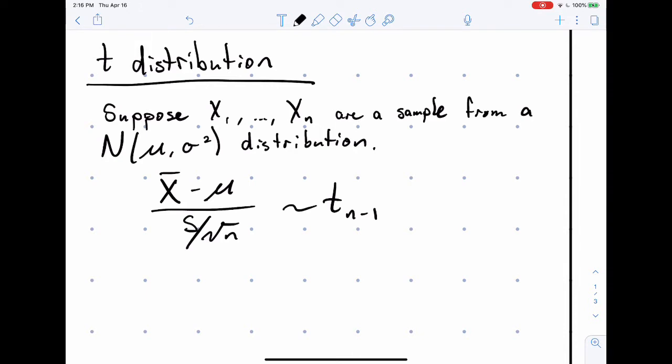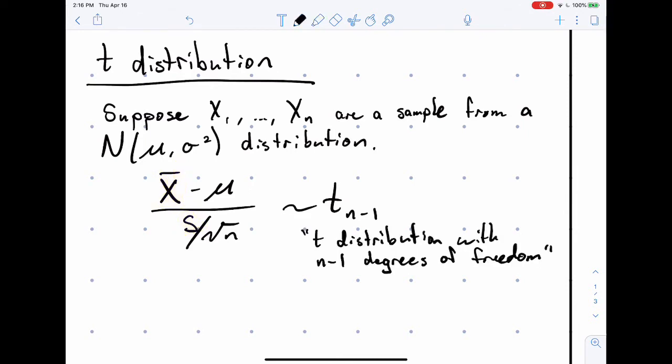And the reason that it's not normal is because s itself is a random variable. Mu is a constant, n is a constant, x bar is a random variable, and s is a random variable because it's a function of the data. So that's why it's not just normal. Again, we say that it's a t-distribution with n minus 1 degrees of freedom. And if you want to learn what degrees of freedom means or how to understand that, you'll have to take more statistics classes. For us, we'll just take it as notation.